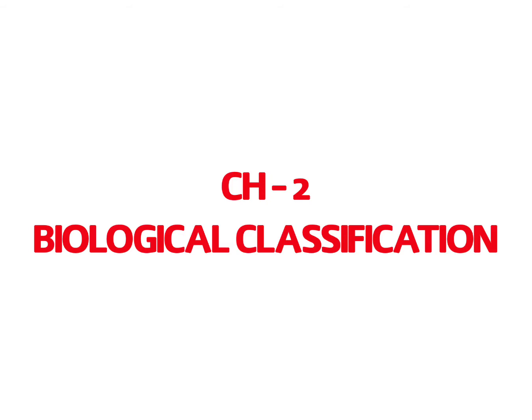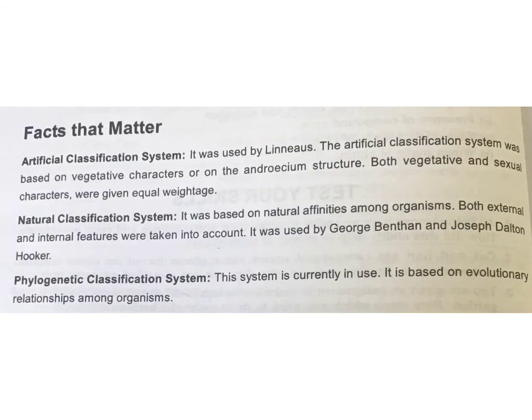Today we will start chapter 2, which is related to biological classification. Before starting the chapter, we should remember certain facts. First is artificial classification system and another is natural classification system. Artificial classification system was given by Linnaeus, and natural classification system is given by Bentham and Hooker. There are two scientists which gave them.